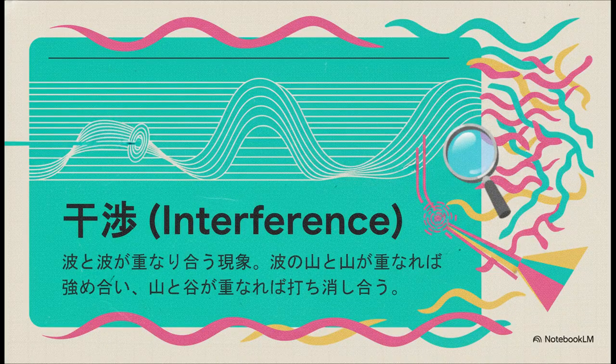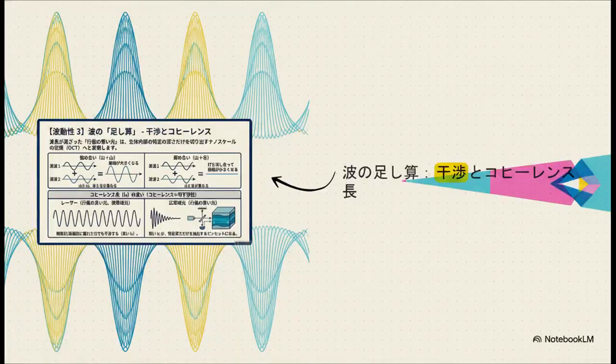Our third wave property is interference. This is all about how crowds of waves interact. Think of a laser as a highly synchronized, well-behaved crowd marching in perfect step. But broadband white light, that's a chaotic, badly behaved crowd constantly bumping into each other. When wave peaks align, they amplify each other. When a peak meets a valley, they cancel out.